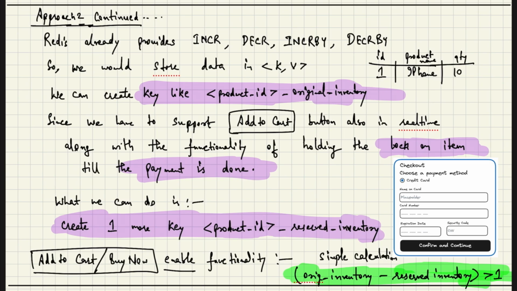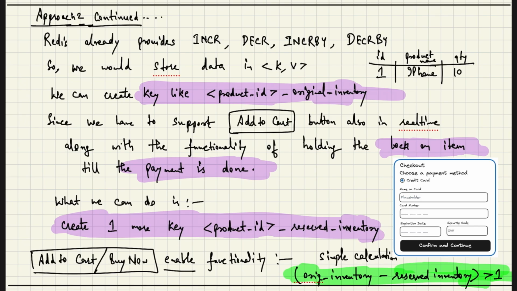Now what we would have to store eventually in this kind of in-memory storage, we need to store in key value pair, right? What if we can create a key like this? For example, the product id and the original inventory. For example, product id is this one, the original inventory, this would be the key, and the value would be 10. So this would be the key and value pair.